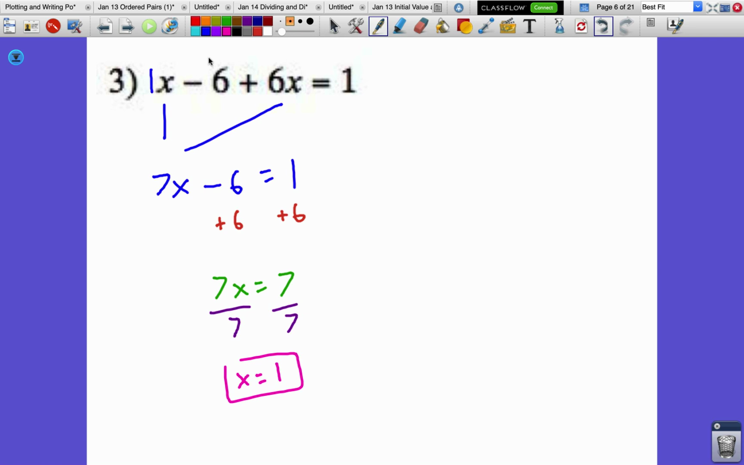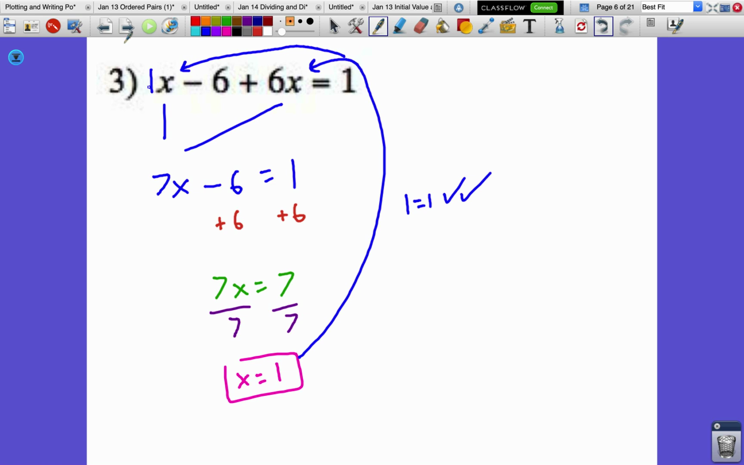Now that it's an equation, we can double check these by plugging that 1 back in for x and making sure that this balances. So that would become 1 minus 5, or 1 minus 6 is negative 5, plus this would become a 6, so negative 5 plus 6 is a 1, 1 equals 1, and it checks out.